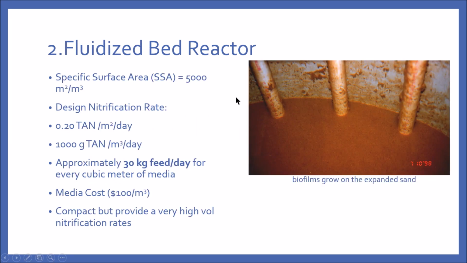So now let's take a look at the nitrification rate of this fluidized bed reactor. Again, you can do it based on total ammonia nitrogen, or we can use our rule of thumb. For every cubic meter of media, you can process up to 30 kilos of feed a day. As you can see, by simply fluidizing the bed and also incorporating a smaller media, you can increase the nitrification rate by 10 times, and the media cost is relatively cheap. Therefore, the fluidized bed reactor is much more efficient as compared to the trickling filter. However, it is only readily used in the cold water and freshwater industry.